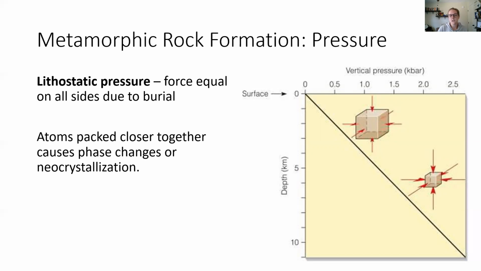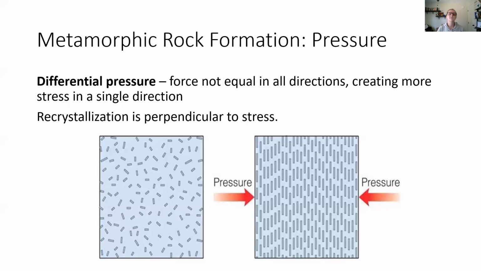What will cause it to change shape is differential pressure. And this is when the force is not equal in all directions. Instead, it's really, really intense coming in from two directions, not so much in the other directions. And this will more likely cause recrystallization perpendicular to the stress. So this is what causes that foliation, right? The elongation of grains, that compositional layering that we see in metamorphic rocks.